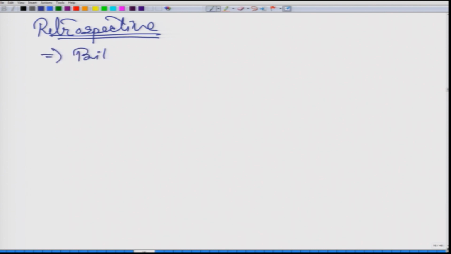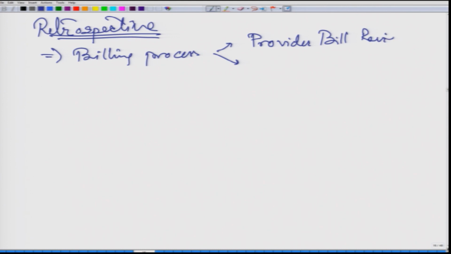And then the final one is retrospective. In retrospective, it is basically where the billing process starts. And in the billing process, we generally have two parts. One is provider bill review, and another one is hospital bill review.